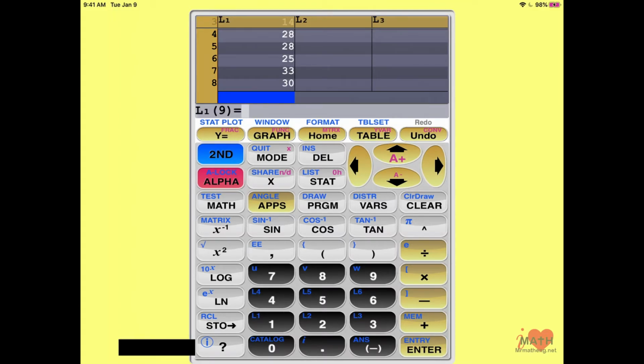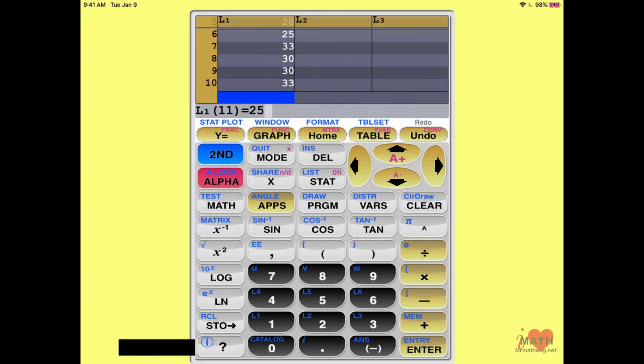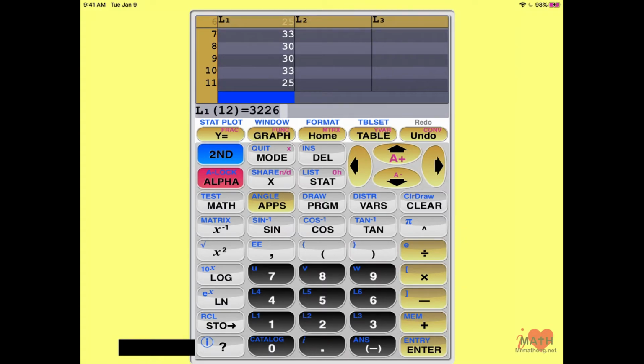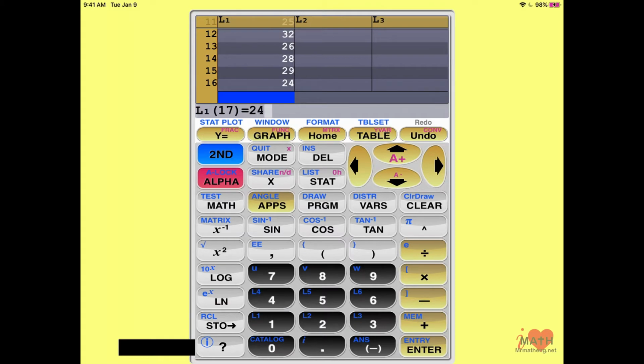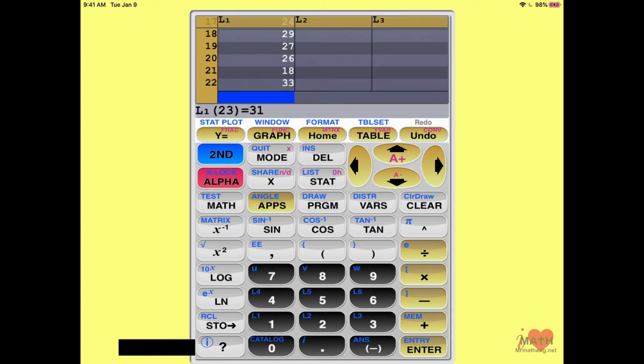Now I'm going to put in the Dodge Avenger, Mantra, 33, 25, 32, 26, 28, 29, mistake up here, 33, 25, this is a 32, 26, 28, 29, 24, 24, 29, 27, 26, 18, 33, 31, and 29. Okay? And let's see if I did it correctly.